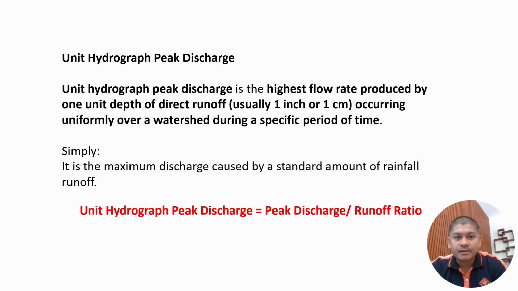For the unit hydrograph, peak discharge, it is the highest water flow produced by a standard amount of rainfall. To explain simply, imagine pouring 1 cup of water into a slide and observing the fastest flow at the bottom of the slide. Engineers use this idea to predict floods and water movement in watersheds.